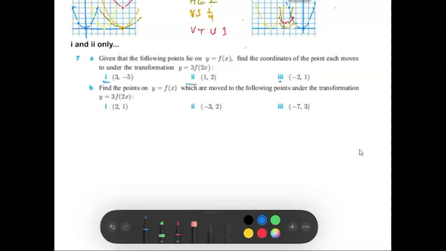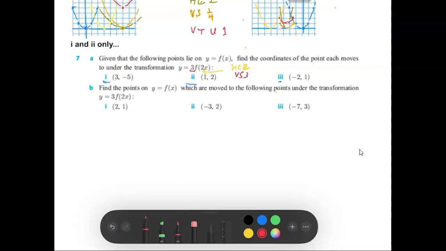Given that the following points lie on f of x, find the coordinates of each point that moves under the transformation y equals 3 f of x, parentheses 2x. So what is this doing? Remember, the PEMDAS order would be horizontal compression by 2, right? Because this is inside the function, so multiplying by 2 makes it smaller by 2. And then after that, we do a vertical stretch by a factor of 3. So let's do these points undergoing this transformation.